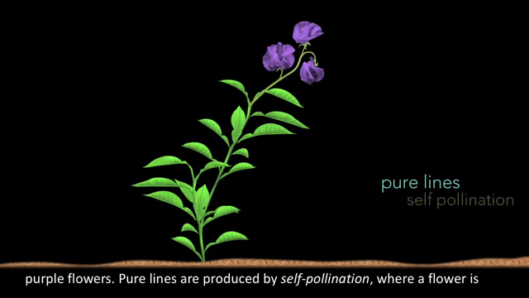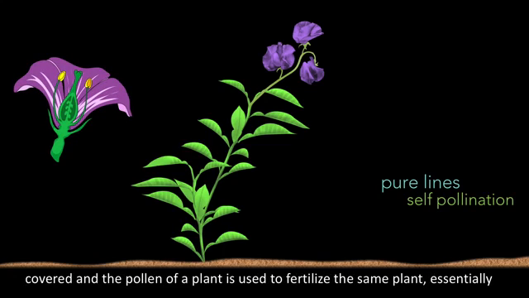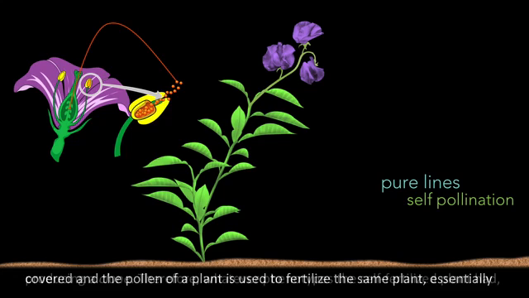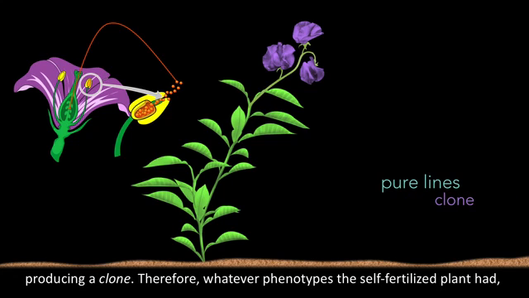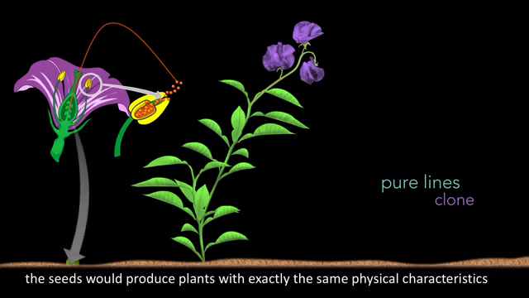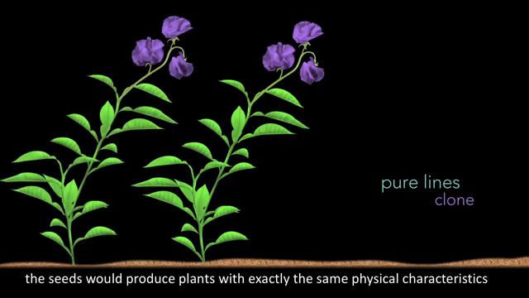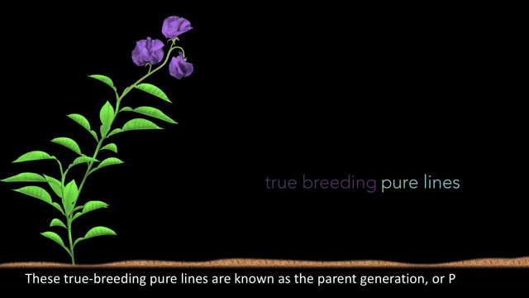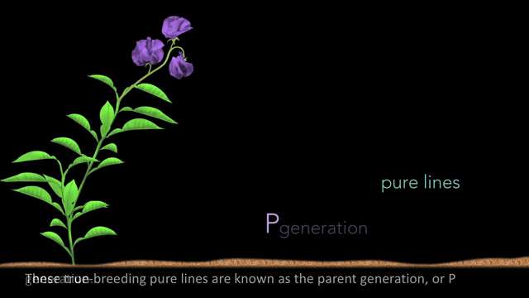Pure lines are produced by self-pollination, where a flower is covered and the pollen of a plant is used to fertilize the same plant, essentially producing a clone. Therefore, whatever phenotypes the self-fertilized plant had, the seeds would produce plants with exactly the same physical characteristics. These true breeding pure lines are known as the parent generation, or P generation.